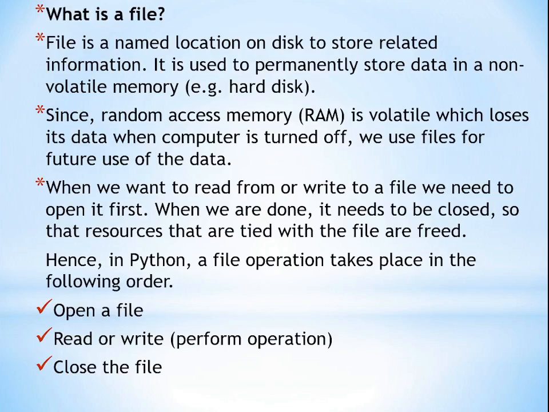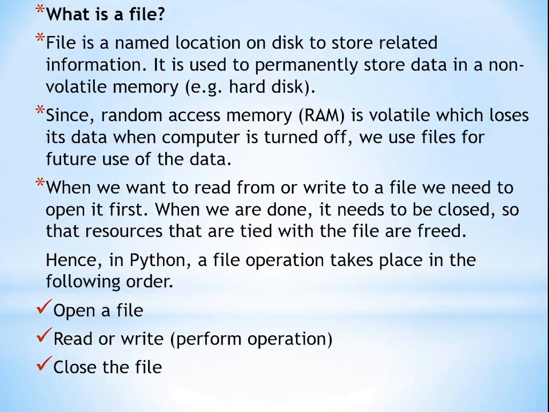So RAM is volatile. Okay, means when we shut down or turn off the machine, that data is automatically removed, so we cannot use that data in future. But when we create a file, we store that data permanently in the hard disk.